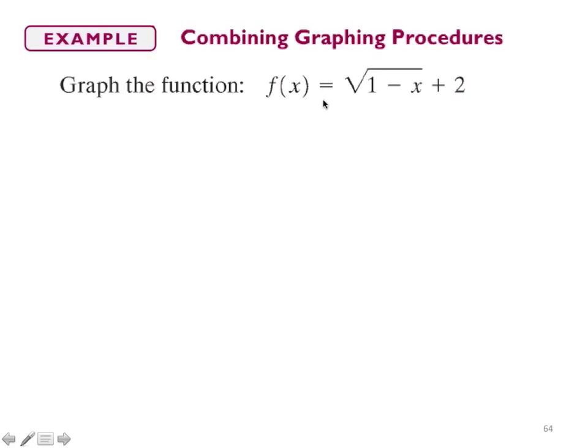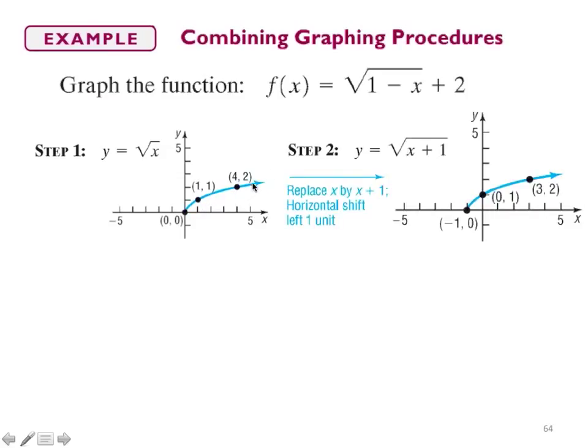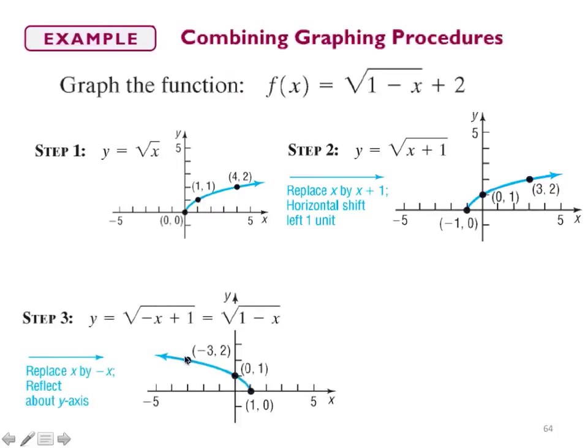And if we look at this example right here, this combines many of the procedures that we had. So if we have f of x equals square root of 1 minus x plus 2, the first step is to go ahead and graph the original, which is just going to be square root of x. And then we replace x with an x plus 1. So that means that we take our graph and we shift it to the left by 1. And then what happens is we replace x with the negative x, which means that we should take our new graph and flip it around the y-axis. So now it's oriented this way.